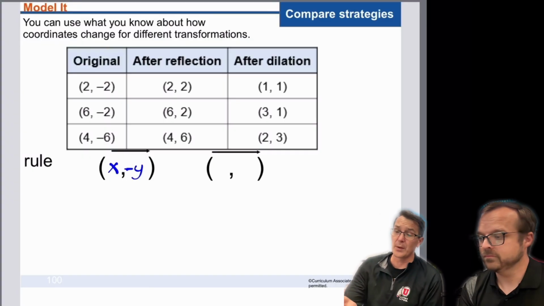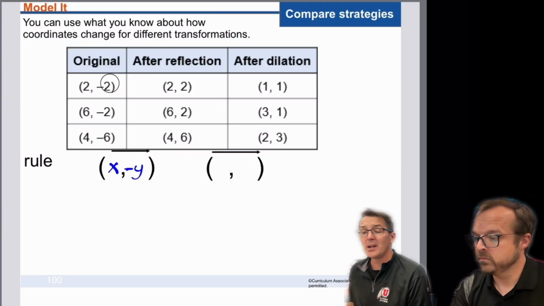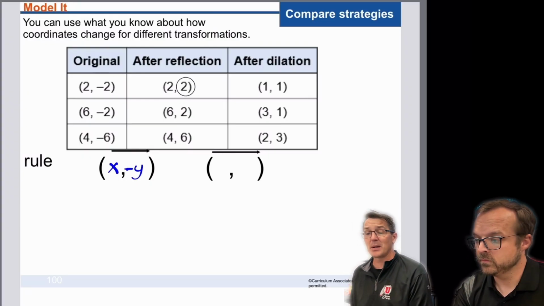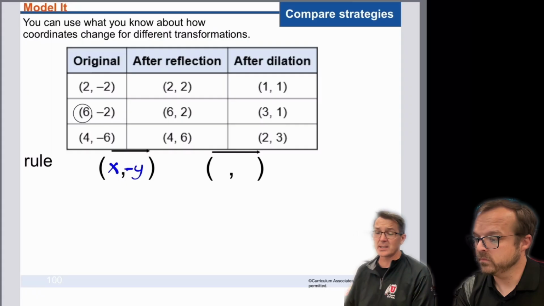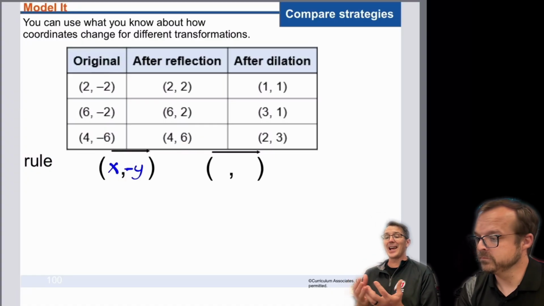And so if you look from the original to after the reflection, if we go back and forth between them, you'll see that we took 2, it stayed the same, but -2, the opposite is +2. 6 stayed the same, opposite of -2 is +2. 4 stayed the same, opposite of -6 is +6. Now, the second part is a dilation.